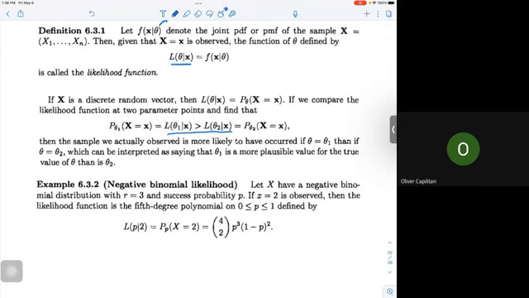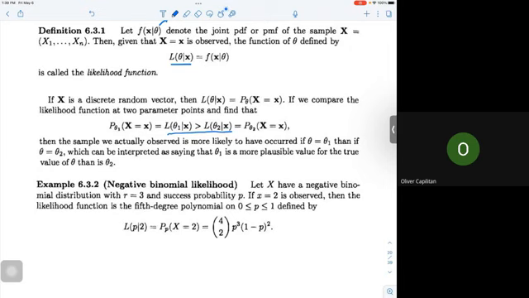Which can be interpreted as saying that theta sub 1 is a more plausible value, or in other words, a more reasonable value for the true value of our unknown parameter theta than is theta sub 2, due to our assumption that the likelihood function of theta sub 1 given x is greater than the likelihood function of theta sub 2 given x.